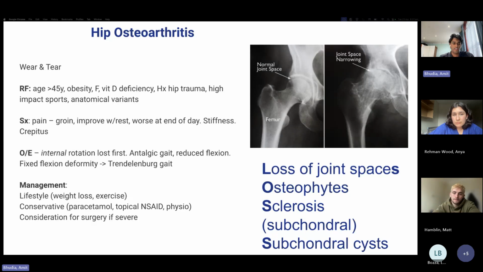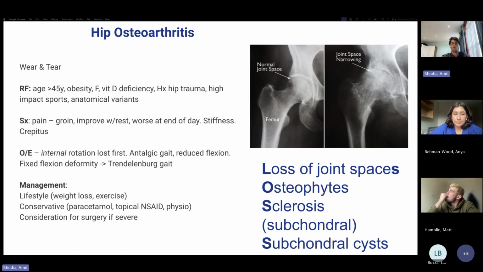And then the management can be challenging because it depends on the severity of the condition. So usually we advise lifestyle measures, so weight loss and exercise, and then pain management, so paracetamol, and then remember to work your way up the pain ladder, NSAIDs, and we could refer them to physio. But then if none of this works, or if it becomes too severe, they become immobile, they can't really get around, then we would consider surgery.